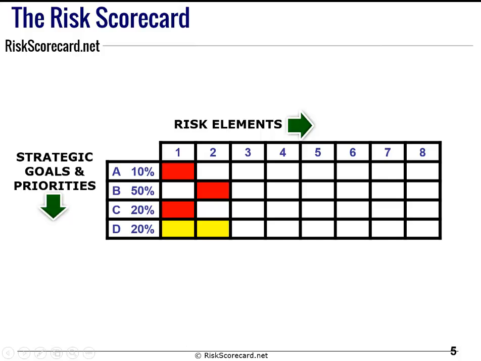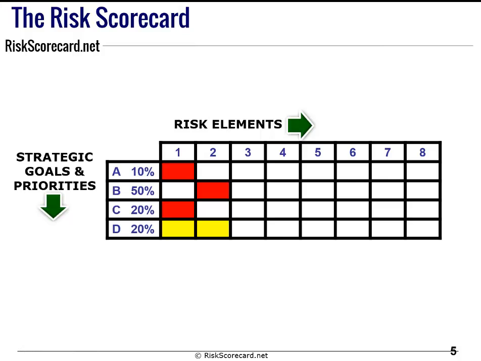So the idea here is it's necessary that we evaluate the risks in light of the strategy. You see, if this organization's strategy changed partway through the year, and objective B was throttled down to, say, 20, and objective C was increased to 50, now all of a sudden this risk becomes a dominant one that leadership needs to take into account.